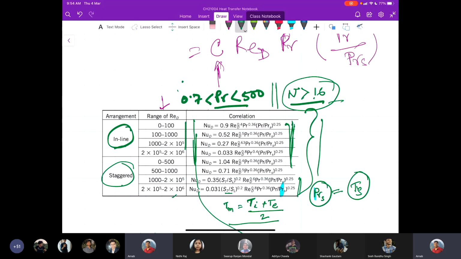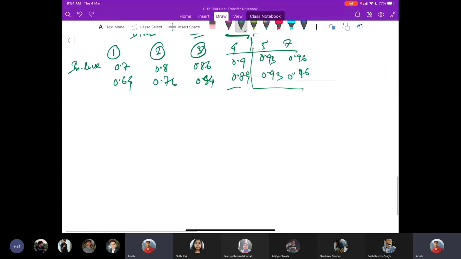Now the point becomes that we have the average heat transfer coefficient value. We know it. Then how do we estimate the rate of heat transfer?